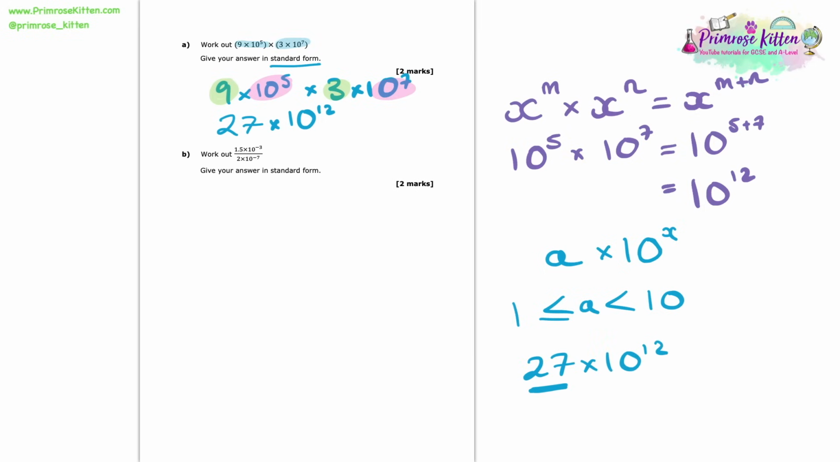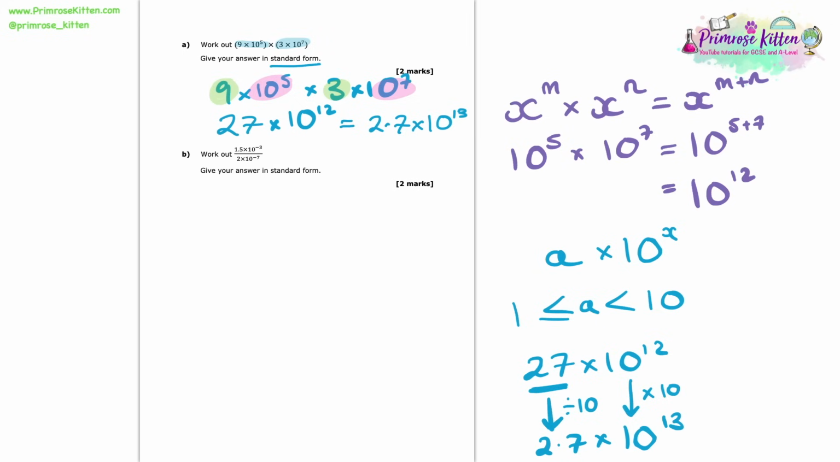27 is too big. We need to bring it down a notch. So we need to divide that by 10, which will give us 2.7. Now to do that, we need to do the opposite to the times 10 to the 12. We need to make that 10 times bigger. And that has the effect of turning the times 10 to the 12 to times 10 to the 13. We just add 1 because we're just adding 1 more 10. So our final answer here is 2.7 times 10 to the 13.